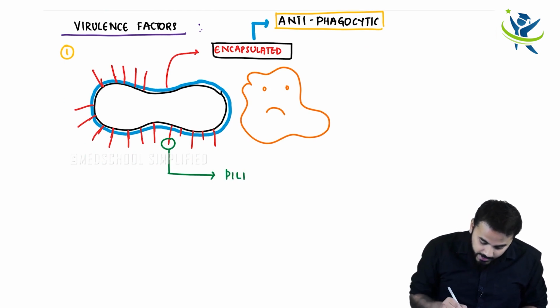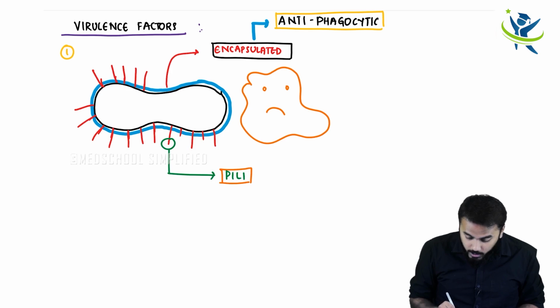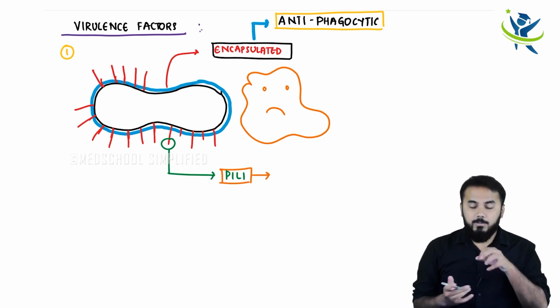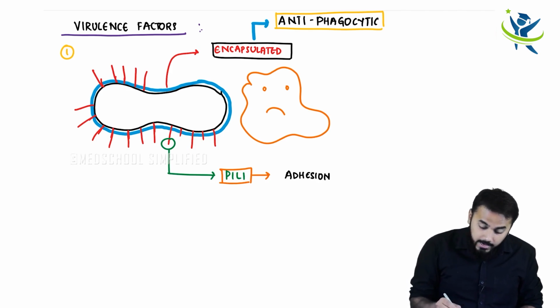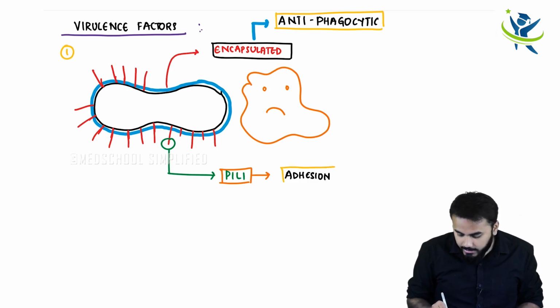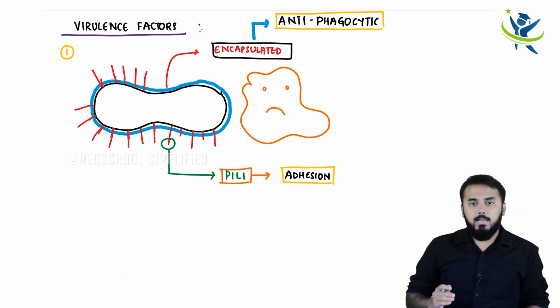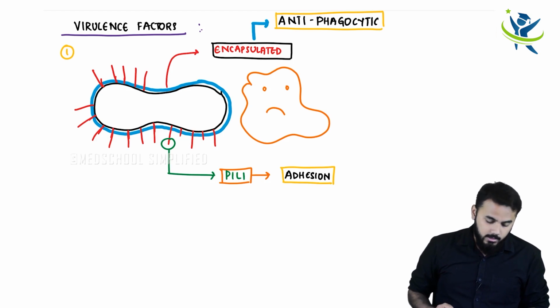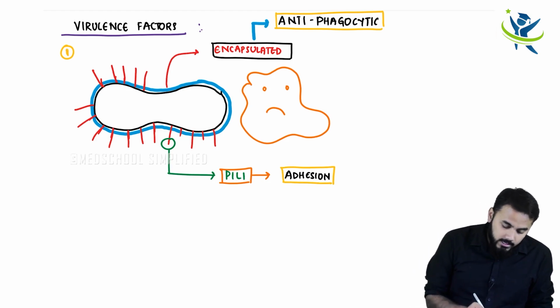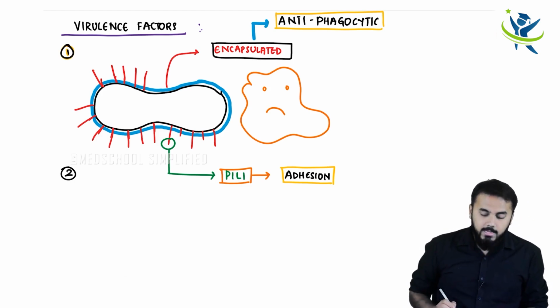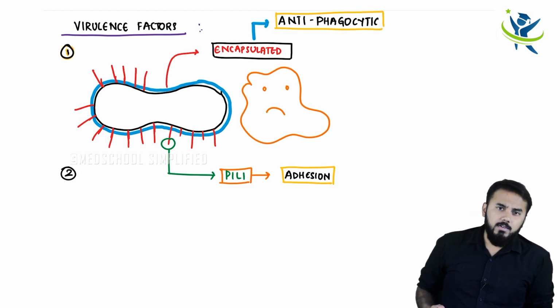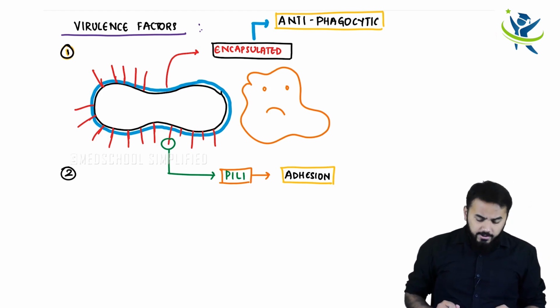And what is the function of pili, guys? Pili is responsible for attachment to the host cell. So can I write adhesion? Pili is responsible for adhesion of the bacteria. Right? So you told me one thing, that the capsule is one virulent factor. The second virulent factor was pili. Can you tell me a third virulent factor? Yes. The third virulent factor is that, guys.